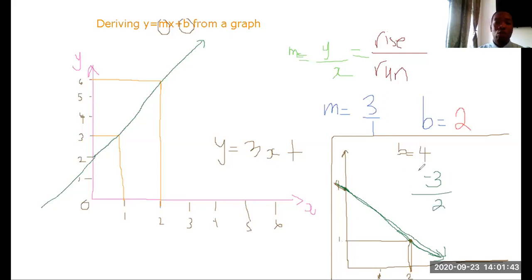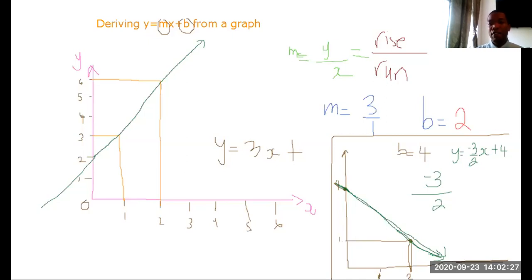So the only thing really changes with the negative is your rise. If you're going up, like with this one, I was going up, all right? So it became +3 over 1. With this one, I'm going down. So it became -3 over 2. So my equation is y equals -3 over 2x plus 4. All right? And that's how you write an equation from a graph.